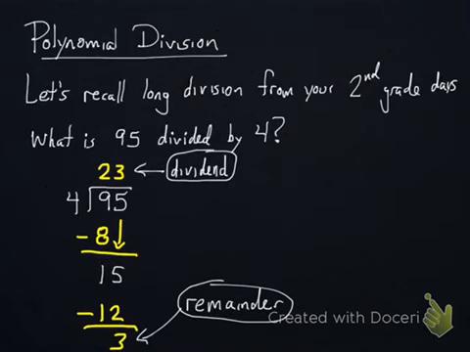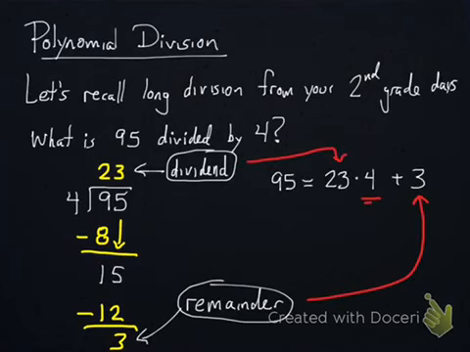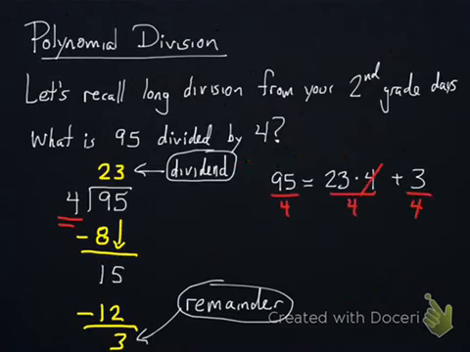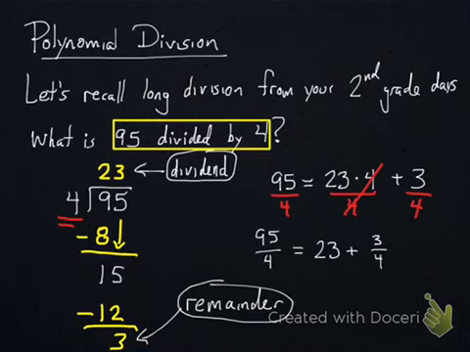There are two ways you can write this result. One of them is that 95 is 23 times 4 plus a remainder of 3, right? Or you could divide everything by 4, and show that 95 divided by 4 is 23 plus 3 over 4. That 3 remains over 4. That's why it's called the remainder.